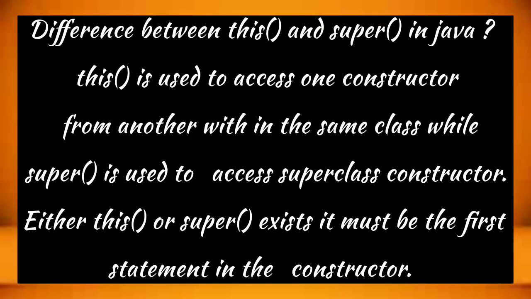Difference between this and super in Java. This is used to access one constructor from another constructor within the same class, while super is used to access superclass constructor. Whether this or super, it must be the first statement in the constructor.